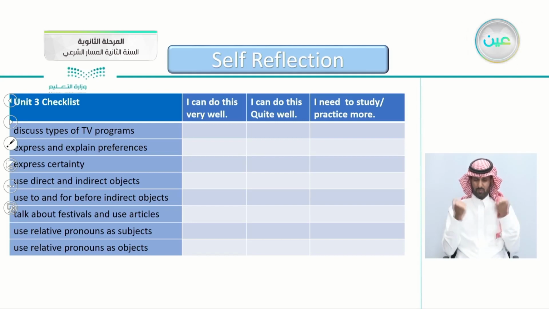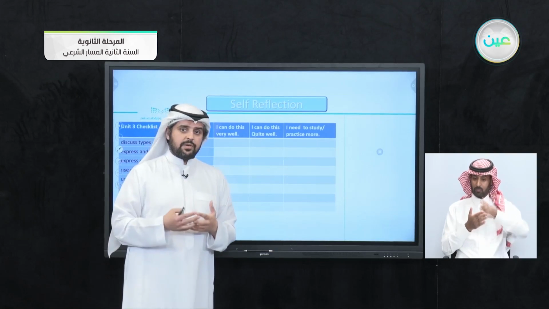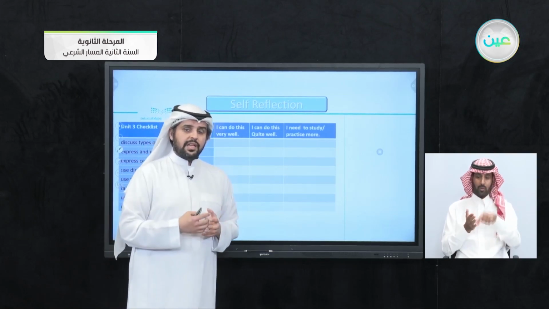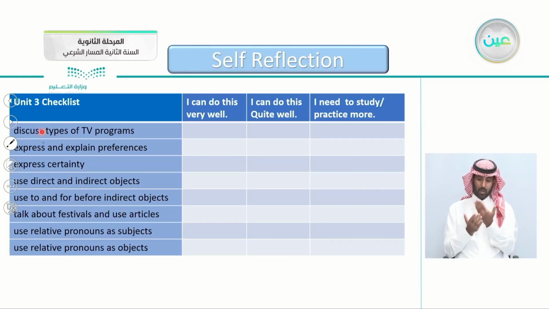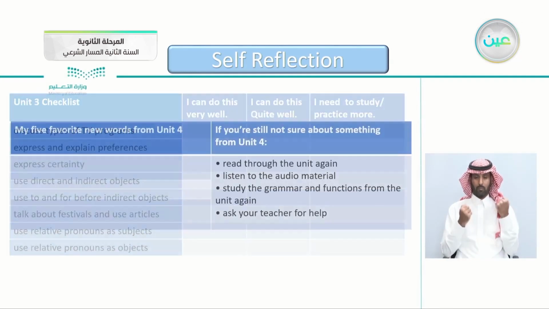Just as we do at the ending of each unit, you have to evaluate yourself throughout the whole unit, each and every lesson. For example, discuss types of TV programs, express and explain preferences, express certainty, use direct and indirect objects. If you remember the direct and the indirect object, use to and for before indirect object. Can you do this very well or quite well, or do you find it hard and you need more practice?